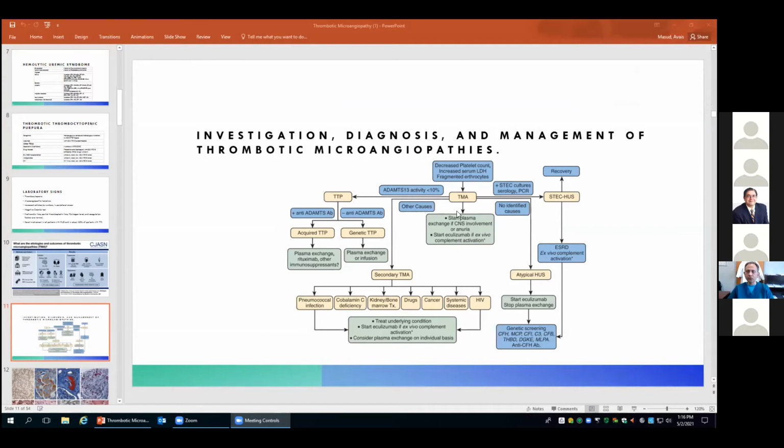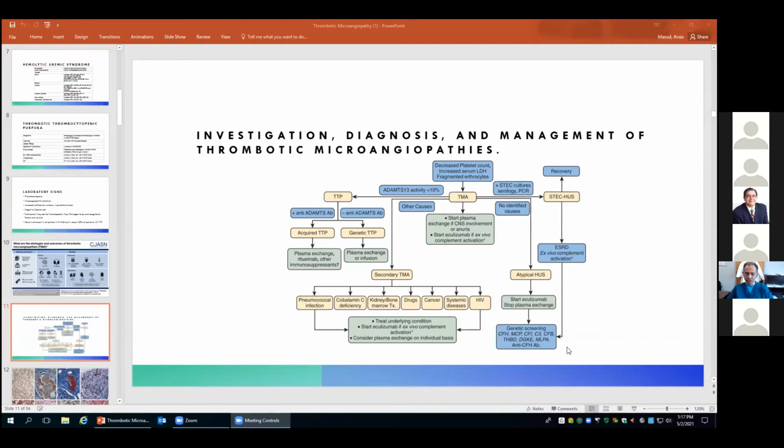So this is briefly how you approach this condition, TMA. If you have a patient who has decreased platelet count, increased serum LDH, which is a sign of hemolysis, and fragmented erythrocytes or schistocytes, that is TMA. Then you go by history. If the patient has diarrhea, and you check the stool test, and it's positive for Shiga toxins, that is Shiga toxin E. coli induced HUS. Majority of them recover. Some of them go on.